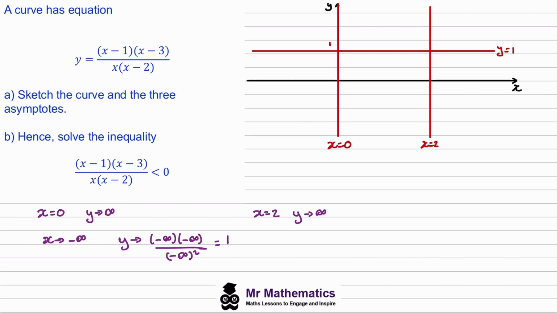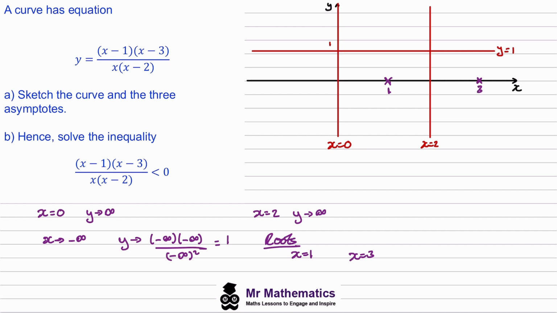And we also need to consider the roots. This will come from the numerator equaling 0. So the roots will be when x equals 1, I'll label that on the axis, and when x equals 3, I'll label that about here.